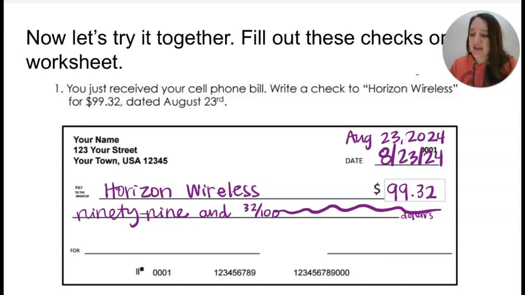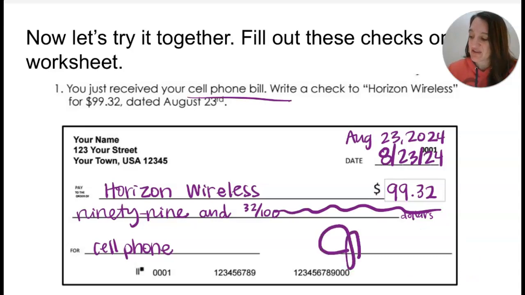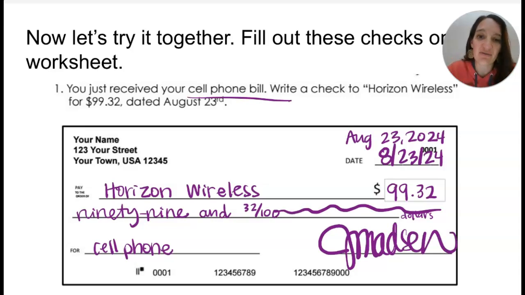Okay, so then this was for my cell phone bill, so I'll write cell phone. And then this will not get cashed until it has that very important signature, your signature. You're giving them permission to take this money. So you're going to sign your name however you sign it, and then you are done. You can give that to Horizon Wireless, mail it to them, and they will take it to the bank and cash it, and $99.32 will be withdrawn from your account. Okay, that is the first check you've ever written.